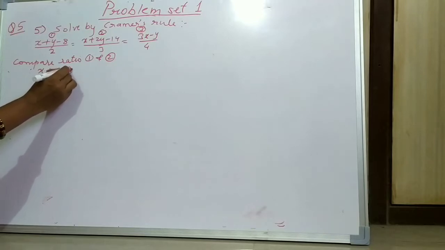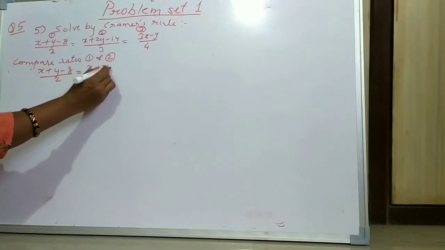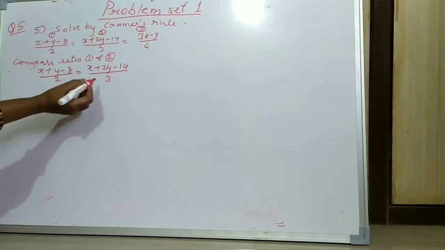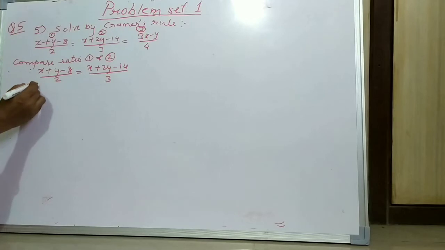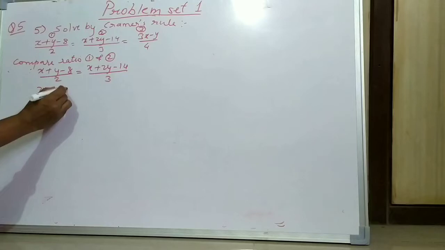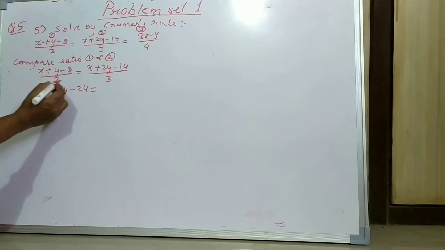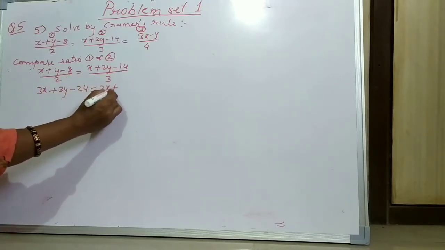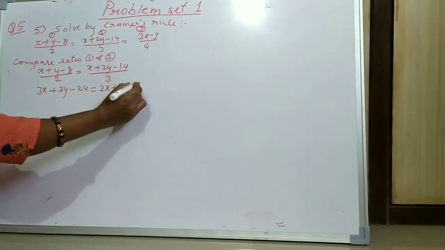When you compare this ratio, first write the ratio. x plus y minus 8 upon 2 is equal to x plus 2y minus 14 upon 3. Now you have to use cross multiplication here. 3 into this and 2 into this one. So 3 into x, 3x plus 3 into y, 3y minus 8 into 3, 24. Similarly that side, 2 into this expression. So 2 into x, 2x plus 2 into 2, 4y minus 2 into 14, 28.